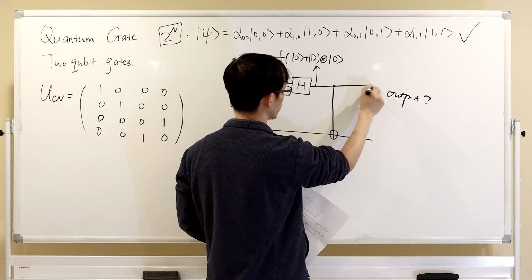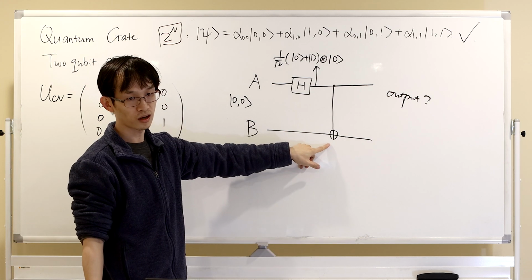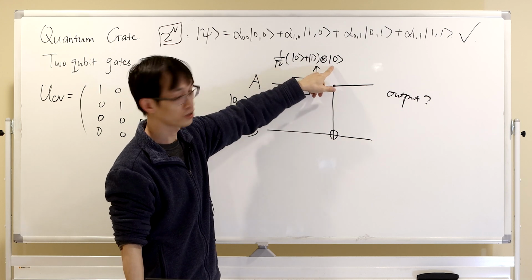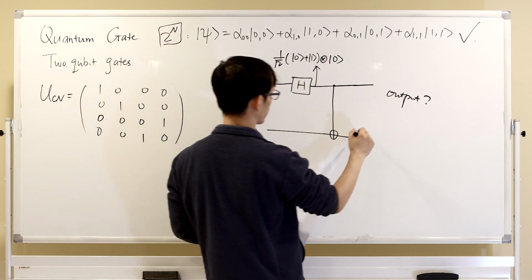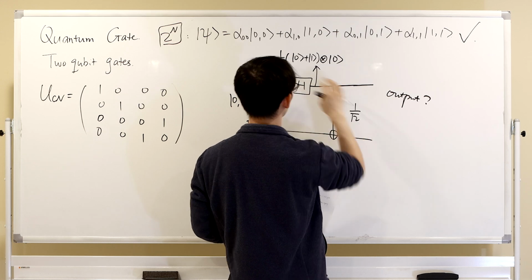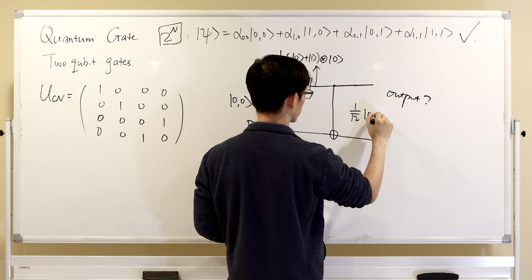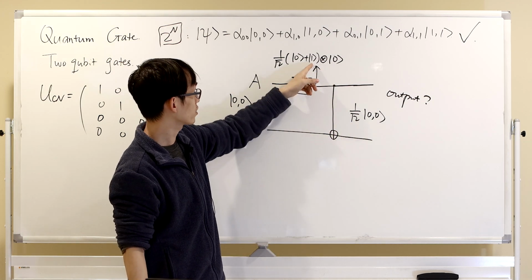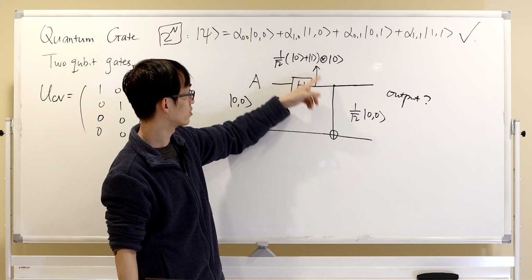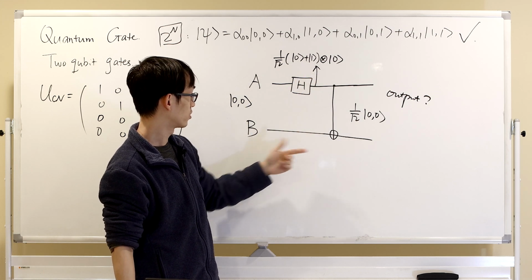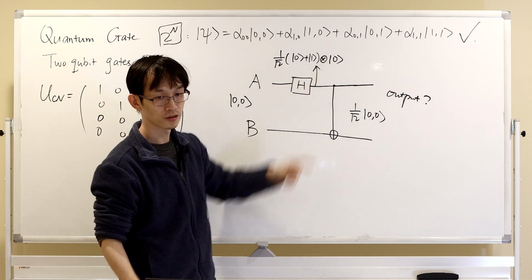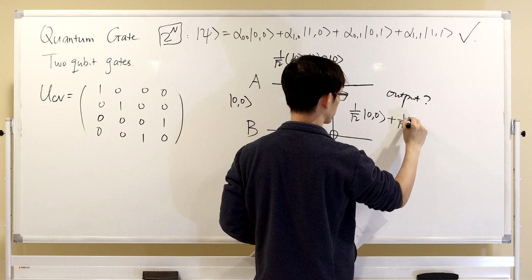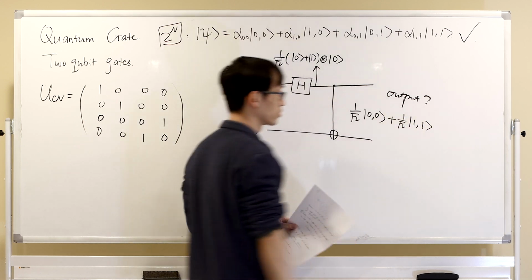And now we go to a control NOT gate. If you're 0, do nothing. So we know that one of the outputs is 0, 0: the first qubit is 0, the second qubit is 0, then do nothing. And the second part is that the first qubit is 1, then the control gate should flip qubit B from 0 to 1. So the second component here is 1, 1.